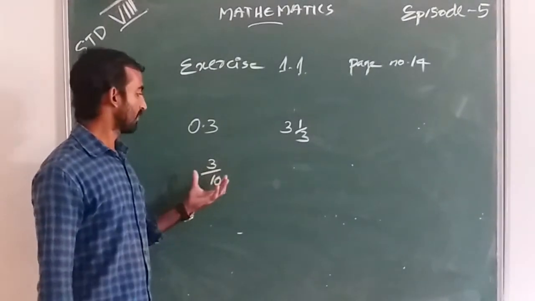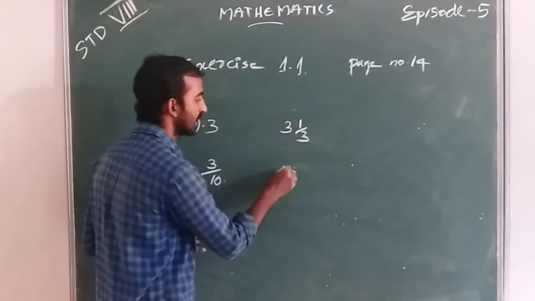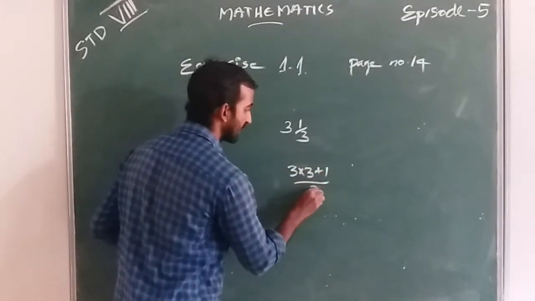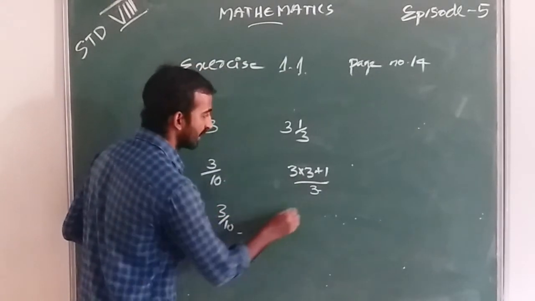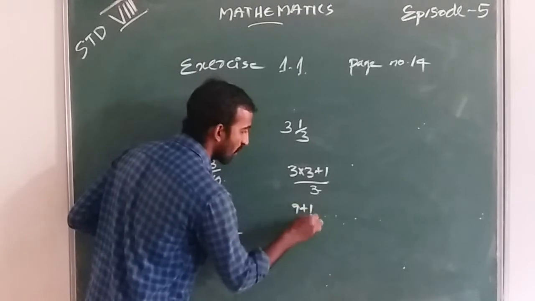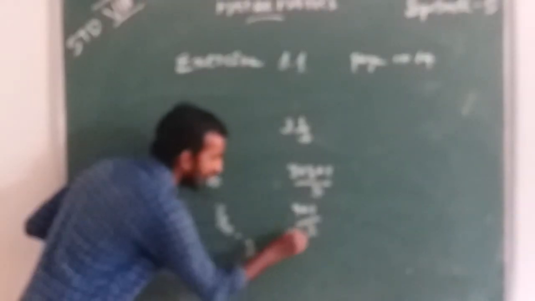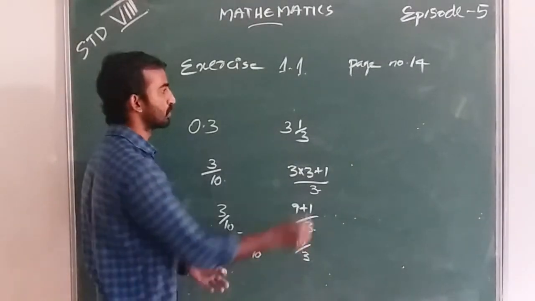Here this is a p by q form, q not equal to 0, and also here we can write 3 into 3 plus 1 all divided by 3, that is 3 by 10. Here we get 9 plus 1 by 3, and for 3 by 10 here we get 10 by 3. When we multiply these two, 3 by 10 into 10 by 3, we get the answer 1.